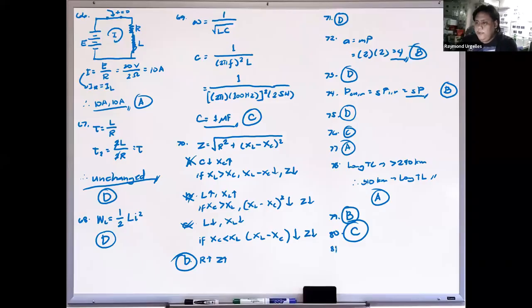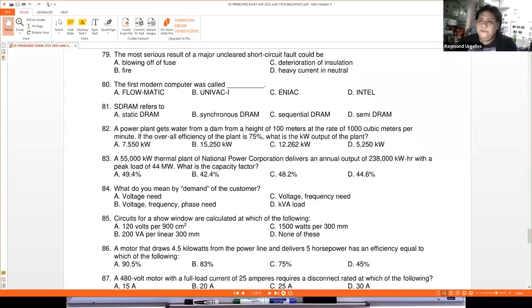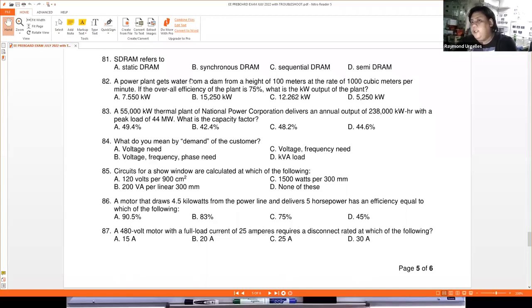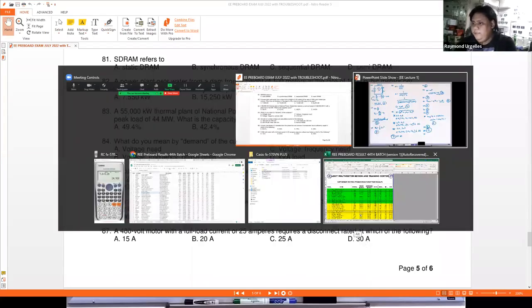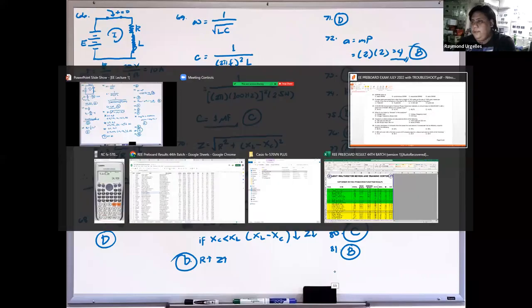So number 81, okay? SDRAM, di ba? So this is synchronous DRAM, di ba? So ibig sabihin, that is letter B. Okay. Next, number 82.